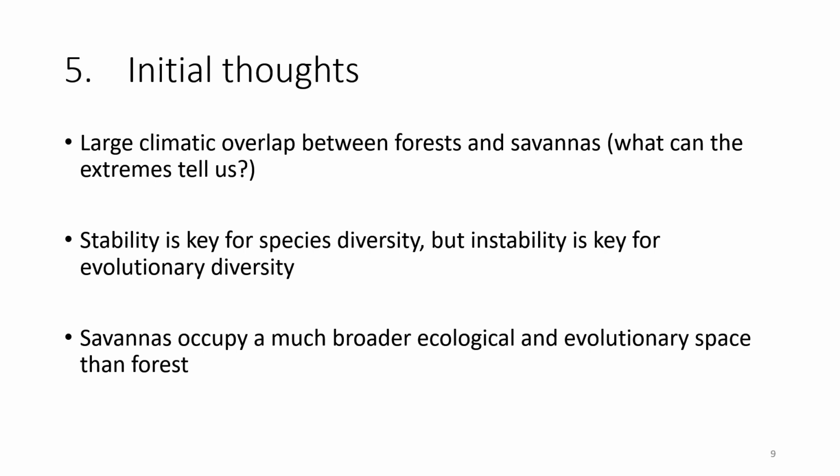the shifts between communities? The next thing that I'm seeing is that stability is key for species diversity, where in these transition zones where it's inherently unstable, you tend to have a loss of species diversity compared to areas where it's more stable. But those unstable areas tend to have more evolutionary diversity per species. So this is telling us something about deep time evolutionary ecological processes.